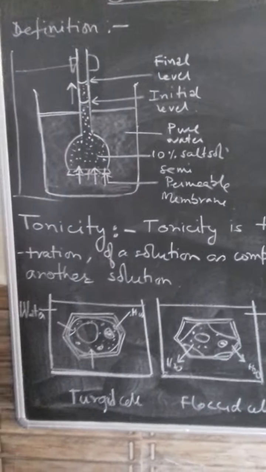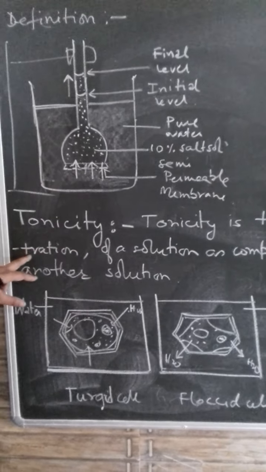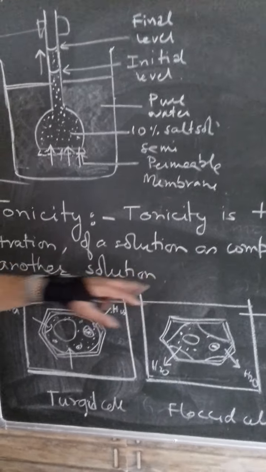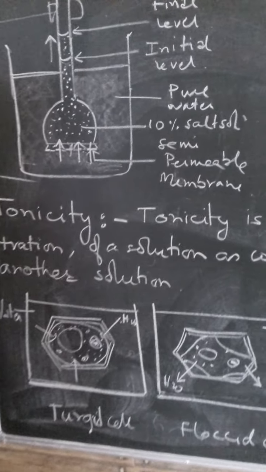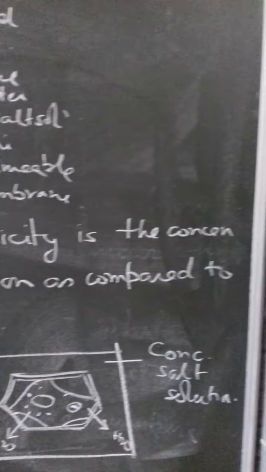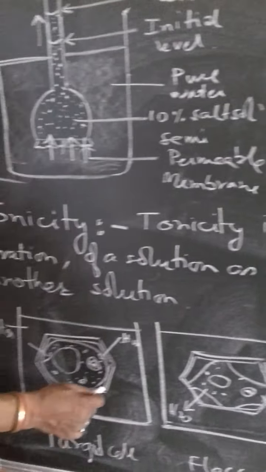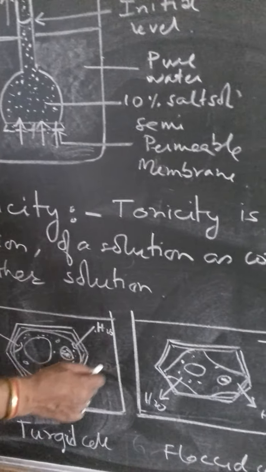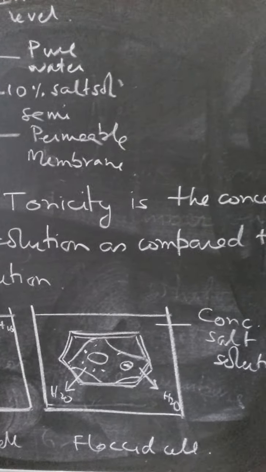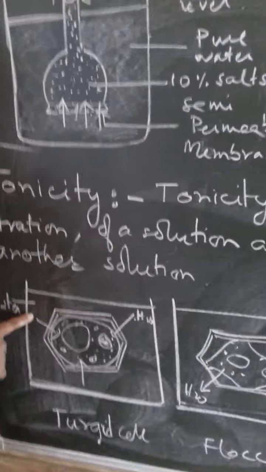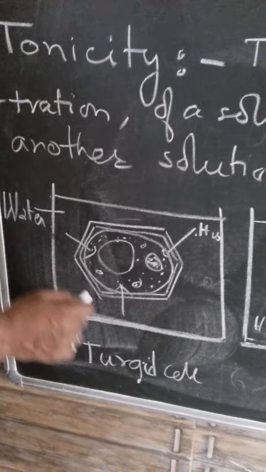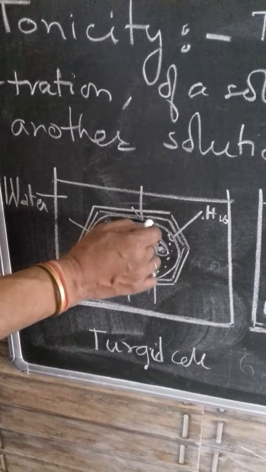Now, what is tonicity? Tonicity is the concentration of a solution as compared to another solution. So if you have two solutions separated by a semi-permeable membrane, let's say a plant cell is immersed in pure water or a less concentrated solution, there is inward movement of the water.